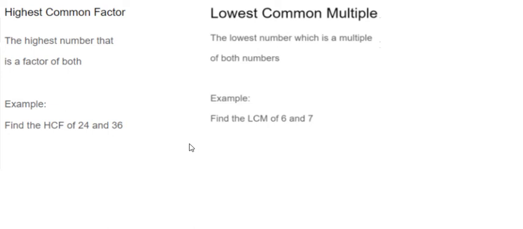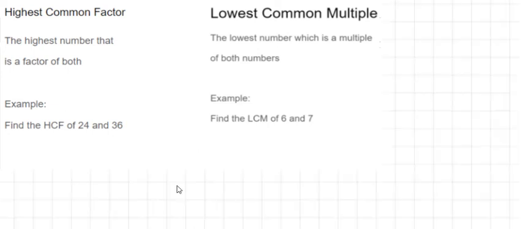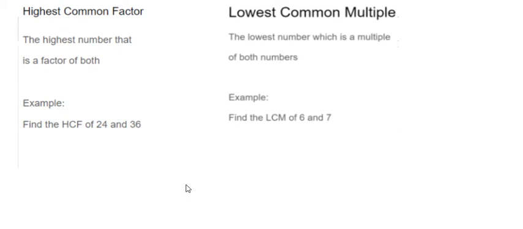Hi guys, so this is a video about the highest common factor and lowest common multiple. So highest common factor, first of all, can often be referred to as HCF. It could be referred to that in exam papers, for example, or in textbooks or other places that you might see it. Same with lowest common multiple, it can be referred to as LCM. So HCF and LCM, that's what they both stand for.